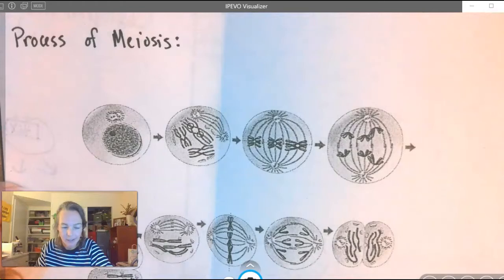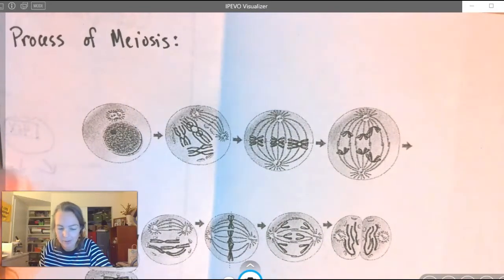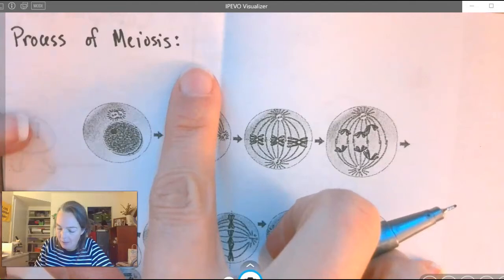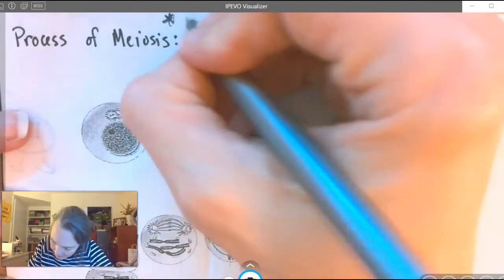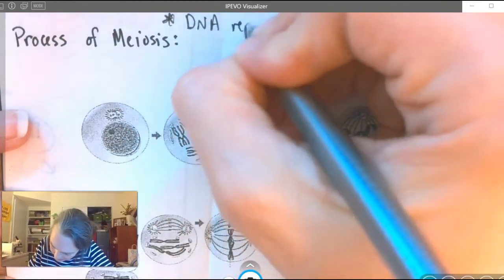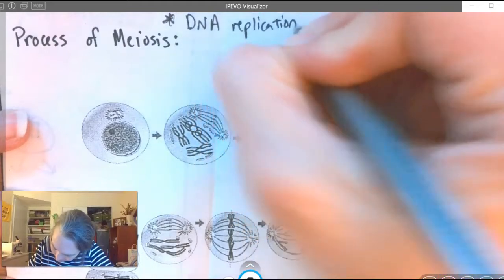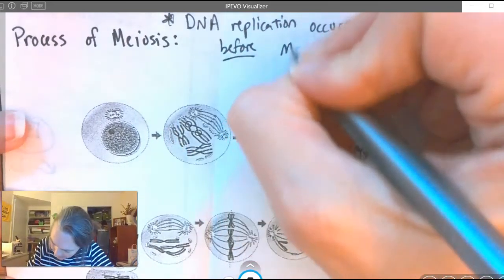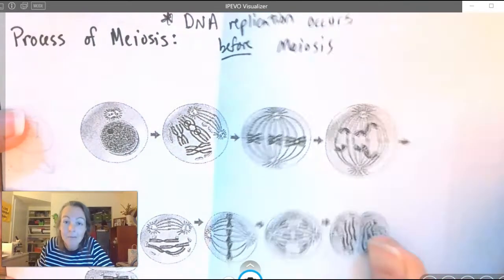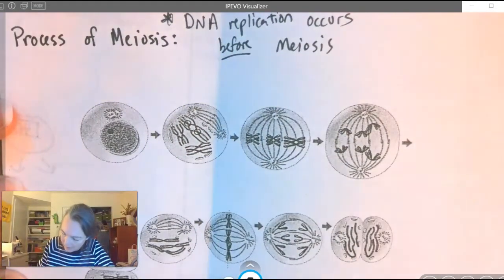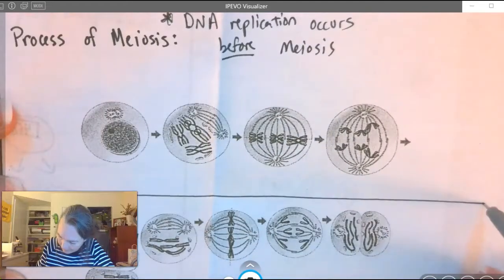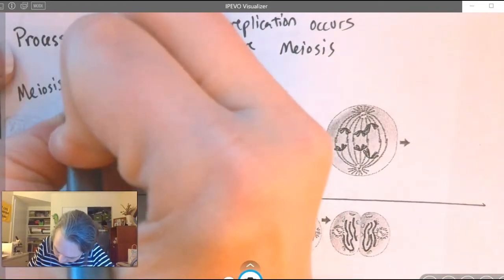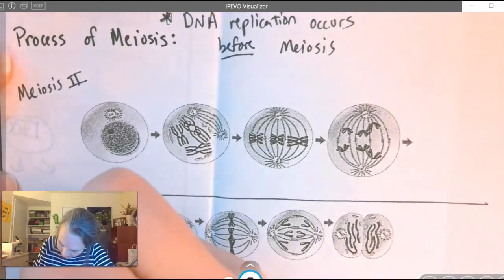Let's look in more detail here about the process of meiosis. Okay? Basically, before meiosis, the DNA replicates 1 time. So, DNA replication occurs before meiosis. Then meiosis has 2 parts. It's kind of divided like right about here. We have meiosis 1 and we have meiosis 2.